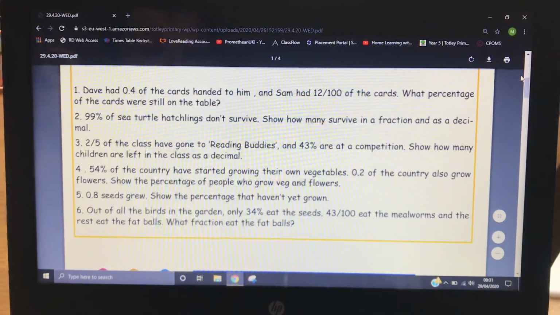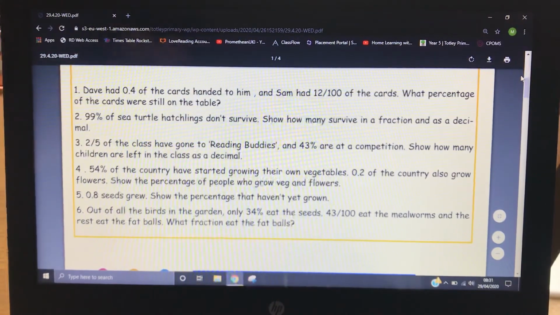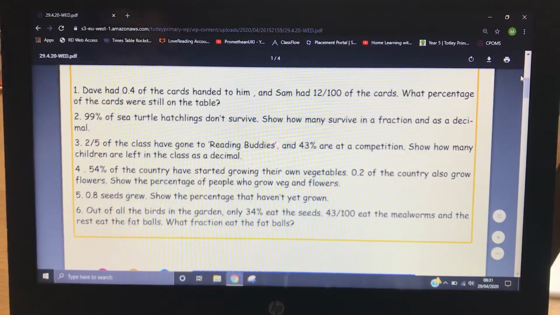Number 5, 0.8 seeds grew. Show the percentages that haven't grown yet. You should know there's 0.2 left to get to 100 or the whole. And that as a percentage is 20, so 20%. Out of all the birds in the garden, only 34% eat the seeds. 43 hundredths eat the mealworms and the rest eat the fat balls. What fraction eat the fat balls?